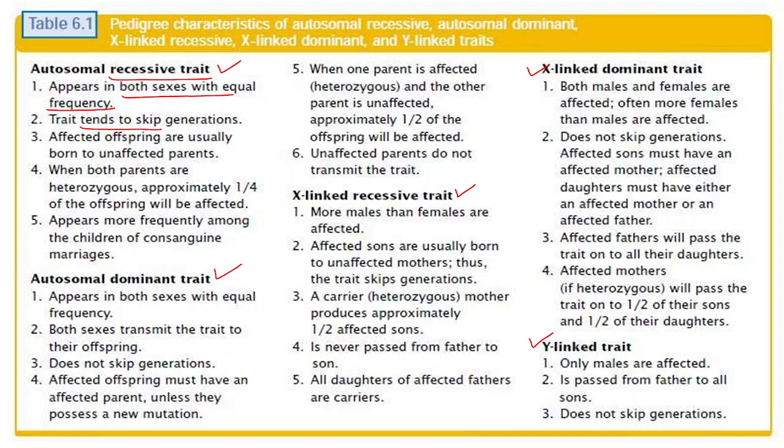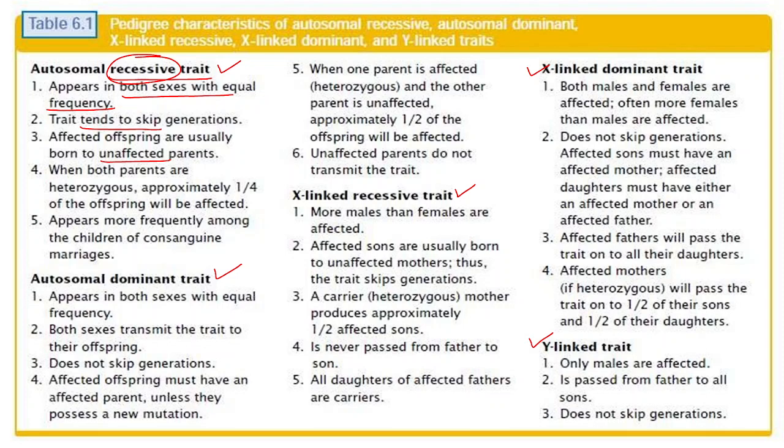Next, affected offspring are usually born to unaffected parents. In case of a recessive trait, very importantly, the affected individuals will generally be born to unaffected parents. Here unaffected parents means they will be carriers. It means they will be heterozygous for that particular trait.